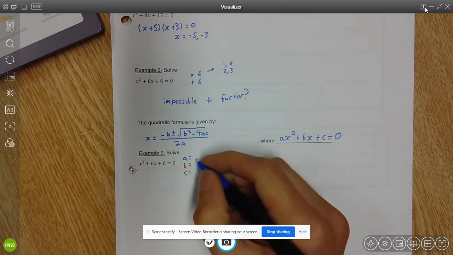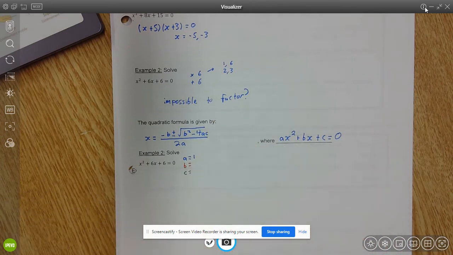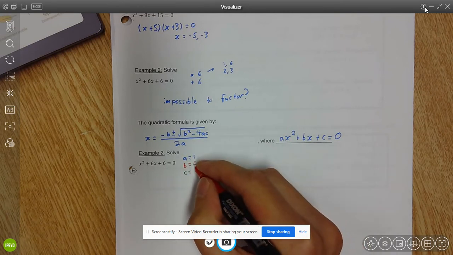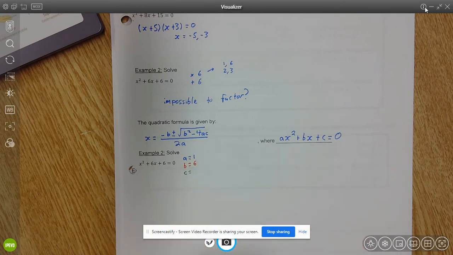In this case, a is just 1. There's nothing in front of the x squared. My b value is positive 6. And my c value is also positive 6, as it turns out.